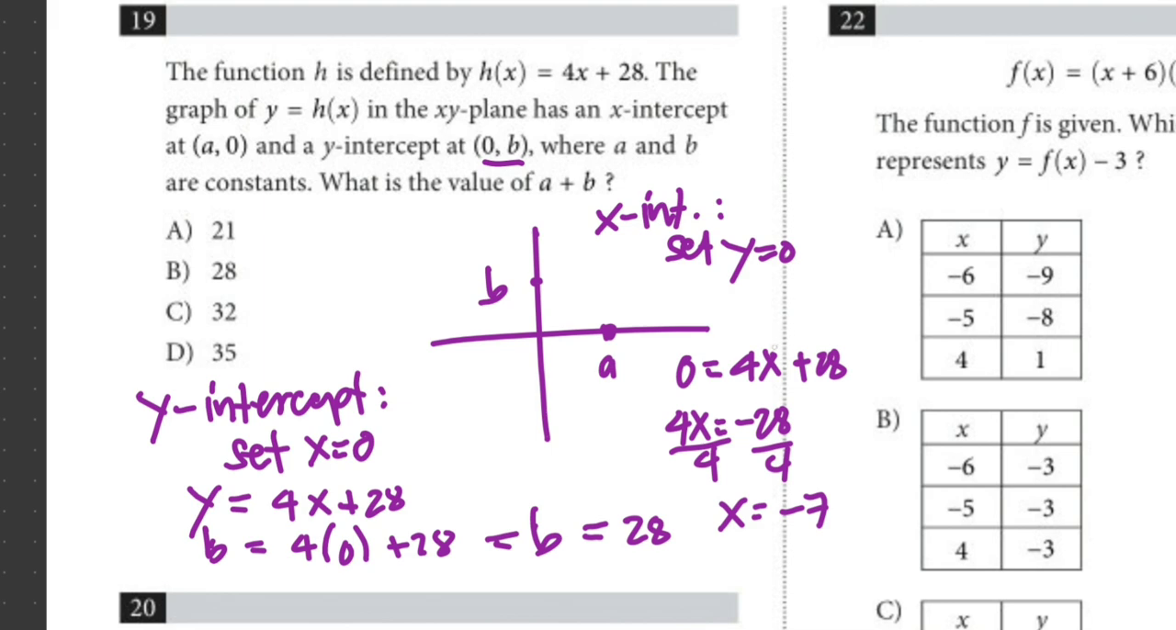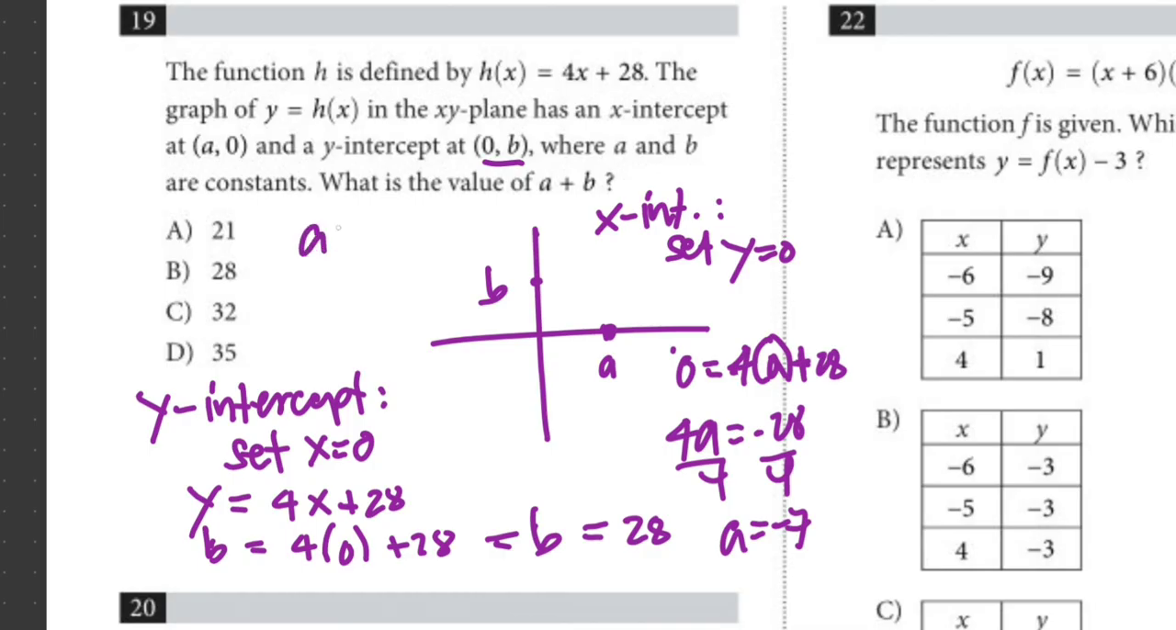Hold on, set y equals 0. It's a, it's not x. Why would I put x? Should be a. So 4 times a: this is 4a equals negative 28. A is equal to negative 7. Therefore, a plus b is equal to negative 7 plus 28. So that is 21. Okay? And the answer is letter A.